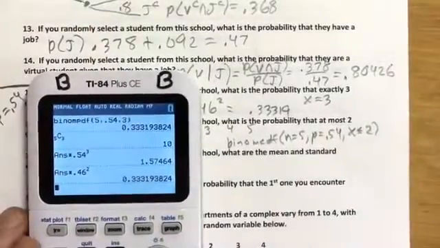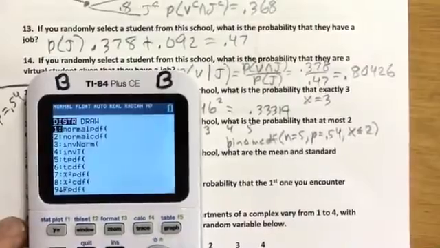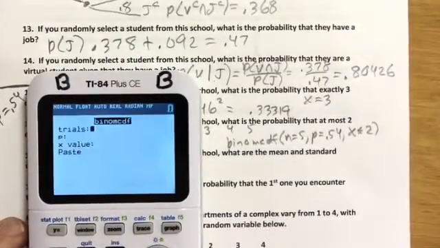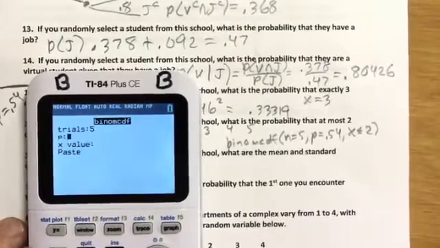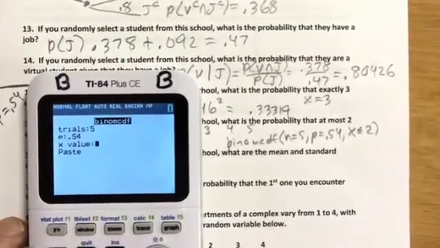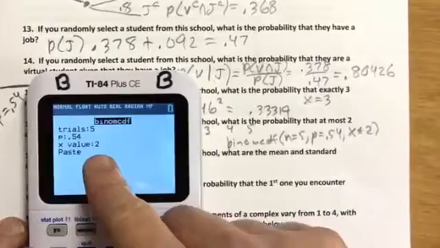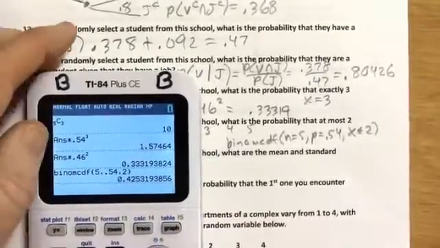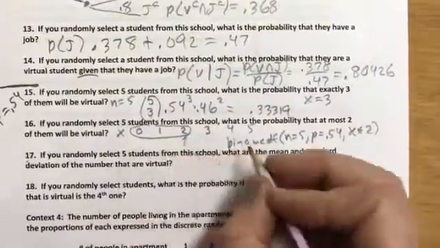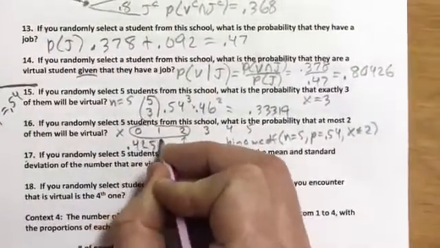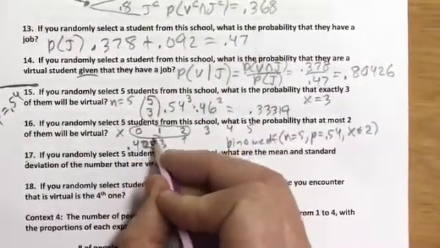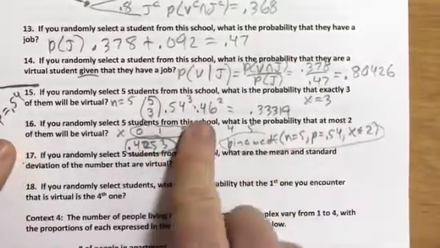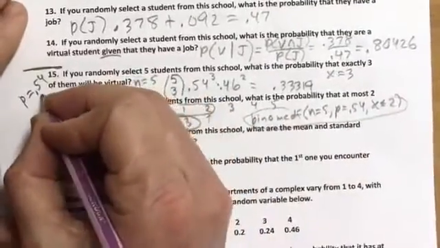So you would go second vars, which is distribution, and scroll down to binomial CDF for cumulative. Our number of trials is 5, our probability of success is 0.54, and our number of successes is, since it's cumulative, 2 or below. And it's like that. So it's 0.4253, like that. And that would be showing your work. Now, by the way, showing your work on this last one, you could show that formula, or you could write binomial PDF.